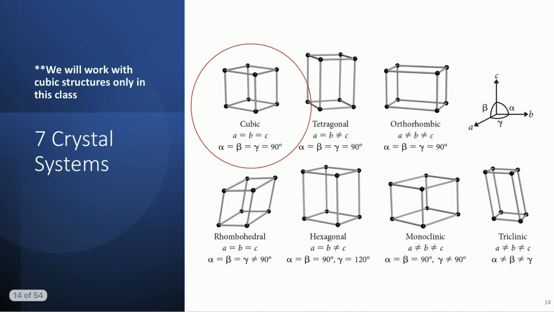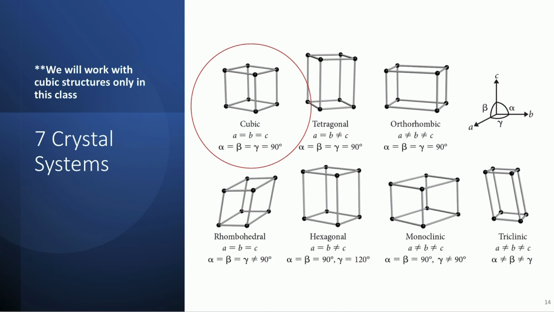We do have 7 crystal systems that your crystals will be based off of. We've got cubic, tetragonal, orthorhombic. I can't pronounce all of them. Rhombohedral, I think is how I say that one. I always mess that one up. Hexagonal, monoclinic, and triclinic. Within each of these, though, there are multiple other structures. So like for cubic, we have simple cubic, body-centered cubic, and face-centered cubic that we'll look at.